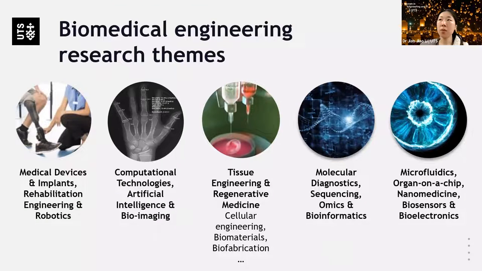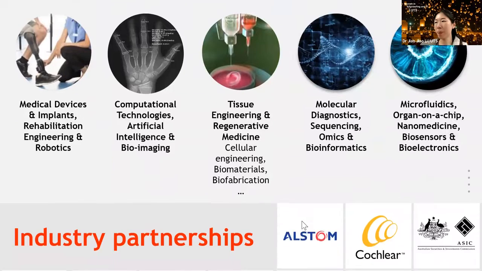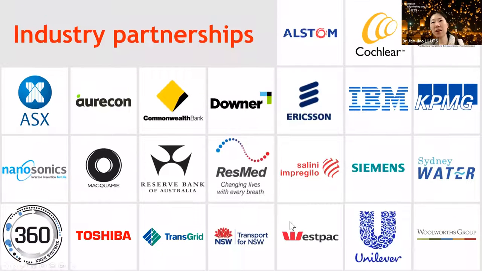These research themes for biomedical engineering are pretty common across the board, but particularly at UTS, there's medical devices and implants, rehabilitation engineering, robotics, artificial intelligence, bioimaging, tissue engineering, as we were talking about before, all sorts of sequencing, single cell sequencing, omics like genomics, proteomics, metabolomics, and bioinformatics, microfluidics, organ on a chip, nanomedicine, biosensors, bioelectronics. So a very wide range of all sorts of weird and wonderful technologies. And obviously lots of industry partnerships as well.